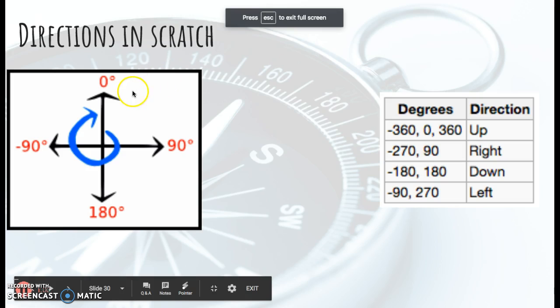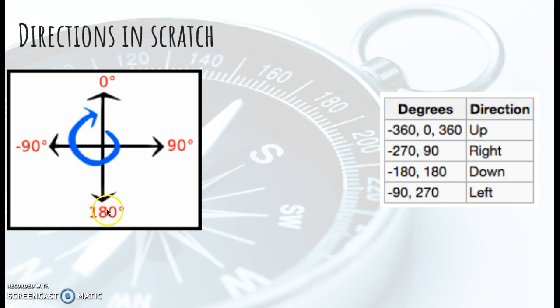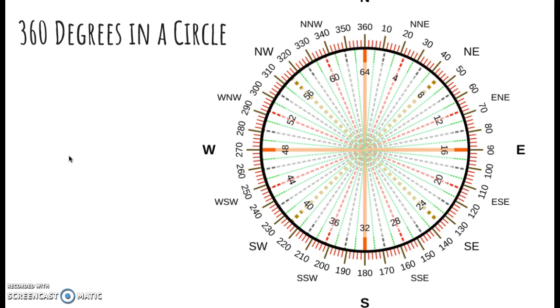So directions in Scratch, just like on a compass, starts at 0 degrees, goes to 90, 180, and either -90 or 270. If you're going around on a regular compass, it goes this way and it goes from 0 all the way back up to 360, which is the same as 0. Scratch thinks of directions either in those normal degrees, 0 to 360, or 90 to 180, and 0 through -90 to 180. It understands either one.